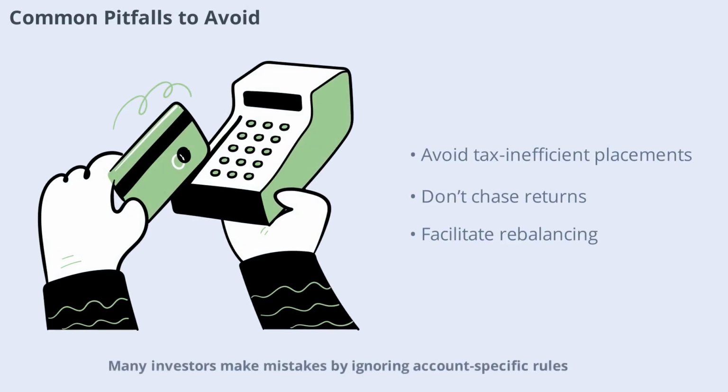Investors make mistakes by ignoring account-specific rules, chasing recent returns, or failing to consider tax implications. Avoid placing tax-inefficient assets in taxable accounts, and don't let the tax tail wag the investment dog. Also, ensure at least one asset in each account is found in another account to facilitate rebalancing. By staying disciplined and following your plan, you can sidestep these common pitfalls and keep your portfolio on the right track.